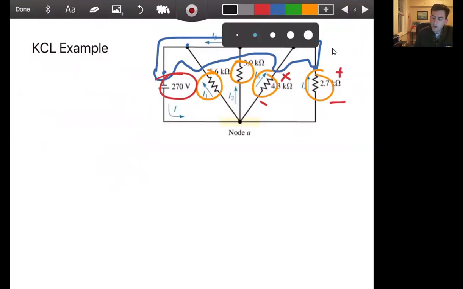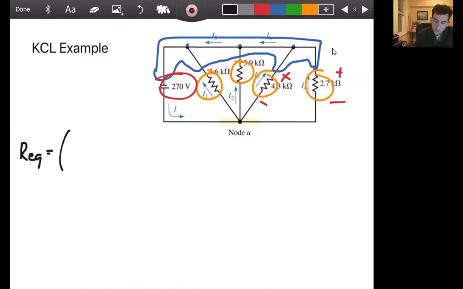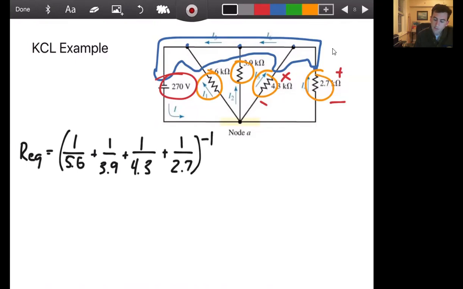In order to figure out what the current is through each of these resistors, which is what we're trying to do in this problem, we need to figure out what our equivalent resistance is to identify our total current, which will then yield the individual currents. So our equivalent resistance is just going to be 1 over 5.6 kiloohms plus 1 over 3.9 kiloohms plus 1 over 4.3 kiloohms plus 1 over 2.7 kiloohms, all that to the negative 1. We can't forget our units. And this just comes out to 963 ohms.